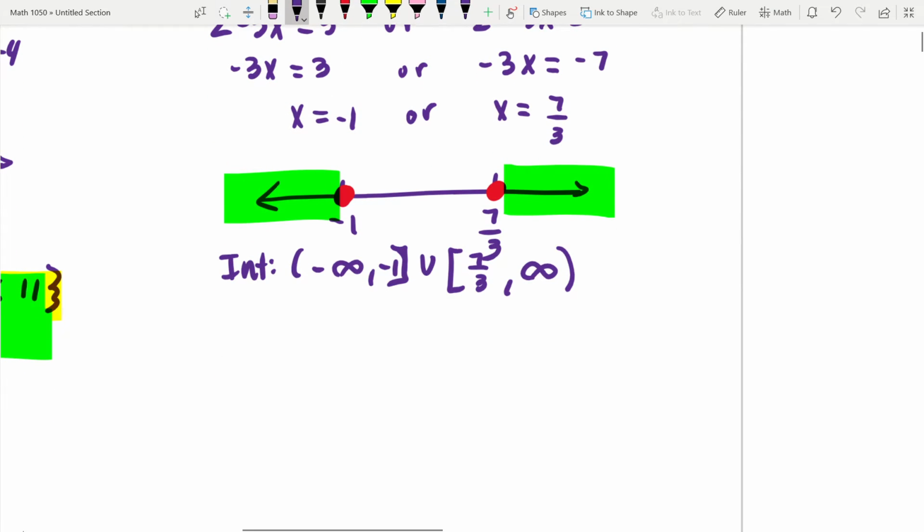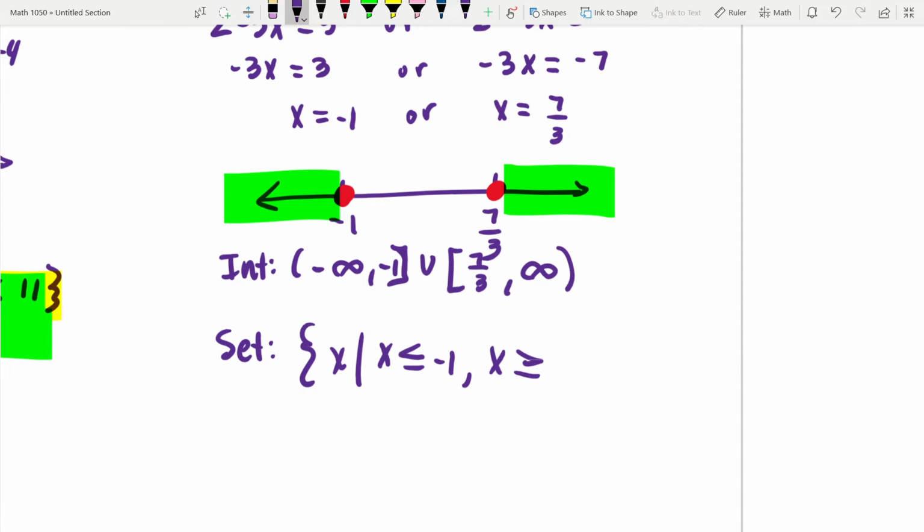Okay? In set notation, it's brace x such that x is less than or equal to negative 1. It's to the left of the negative 1, and it has an equal sign. Then do a comma, and then x is to the right, so point your arrow to the right, greater than or equal to 7/3, close your bracket, close your brace, done.